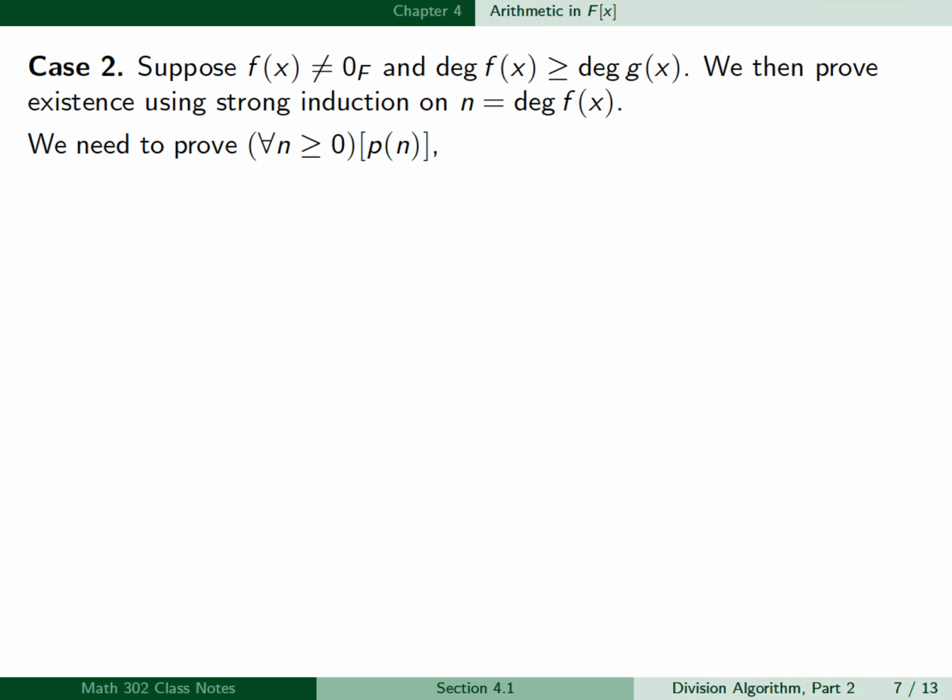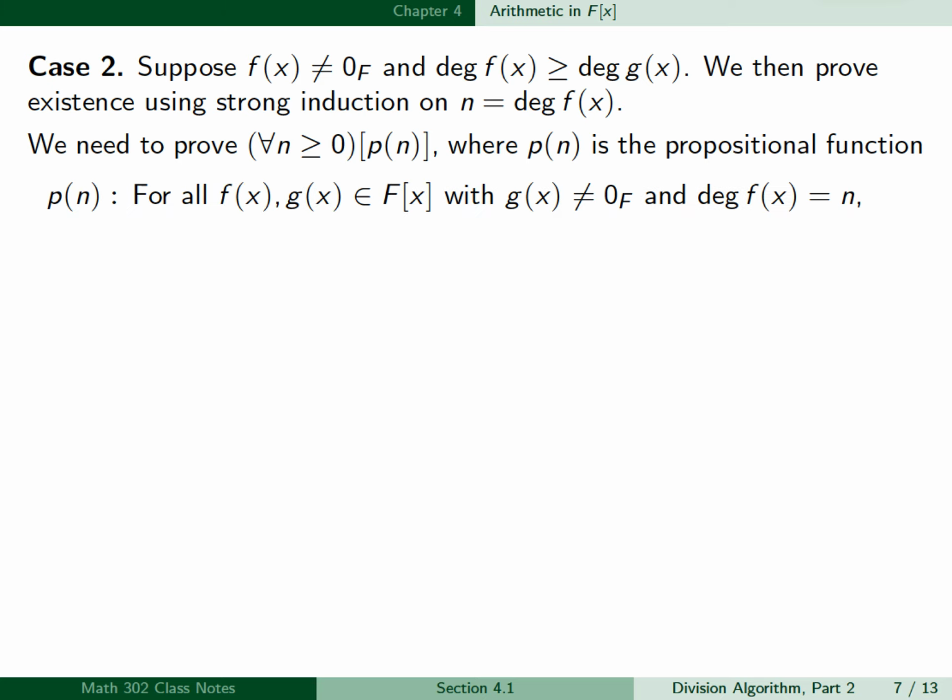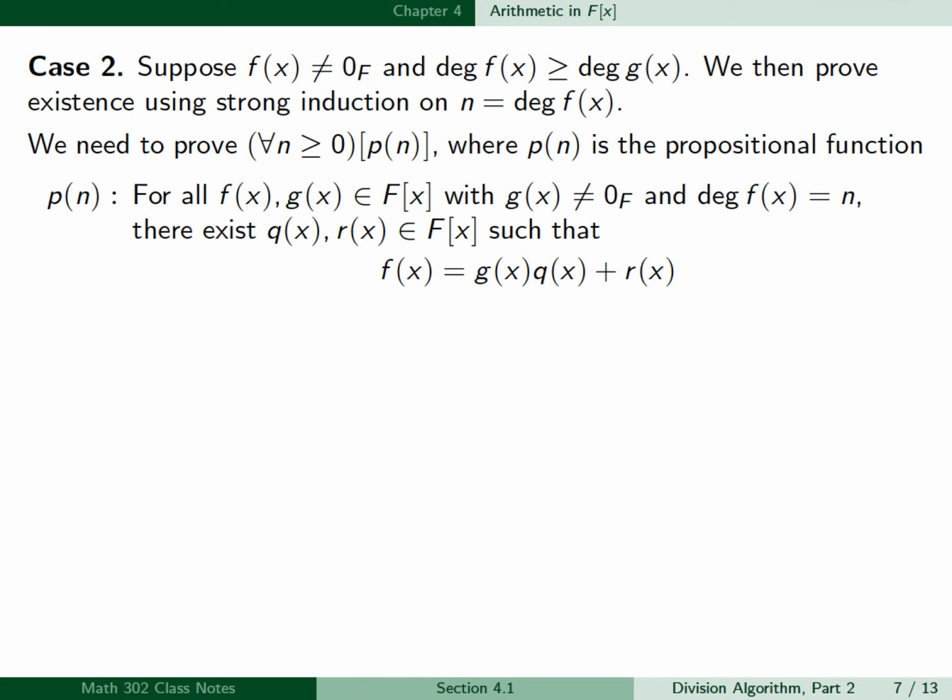So for an induction proof, we'll set it up our usual way. We need to prove for all n greater than or equal to 0, P(n), where P(n) is the propositional function shown. So P(n) is: for all f(x), g(x) in F[x] with g(x) not equal to 0 and the degree of f(x) equals n, there exist q(x), r(x) in F[x] such that the equality holds and either r(x) is 0 or the degree of r(x) is strictly less than the degree of g(x). So we set this up the way we set up any induction proof.